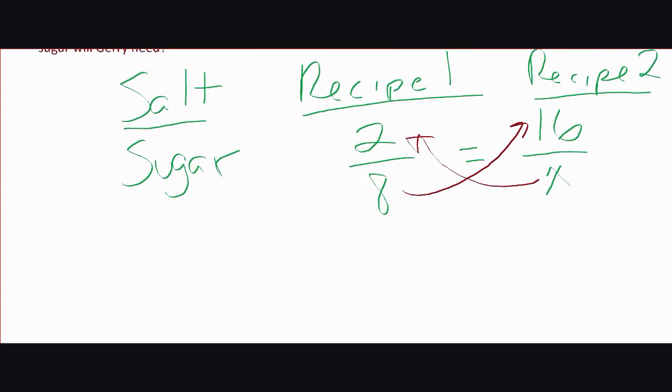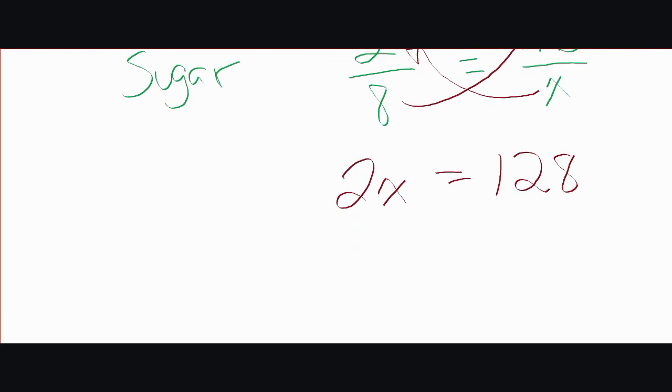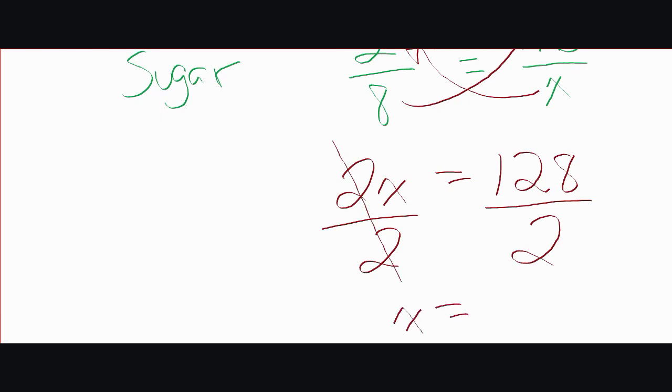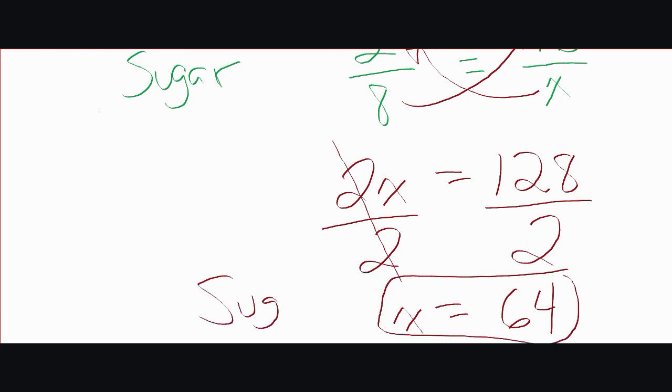When we do so, 2 times x makes 2x. That's equal to 8 times 16, which is 128. So, we have 2x is equal to 128. Now it's a one-step algebra problem. Let's divide both sides by 2. And we get x is equal to 64. X is equal to 64, which means that's how much sugar is needed in the larger recipe. 64 teaspoons of sugar are required for the larger recipe.